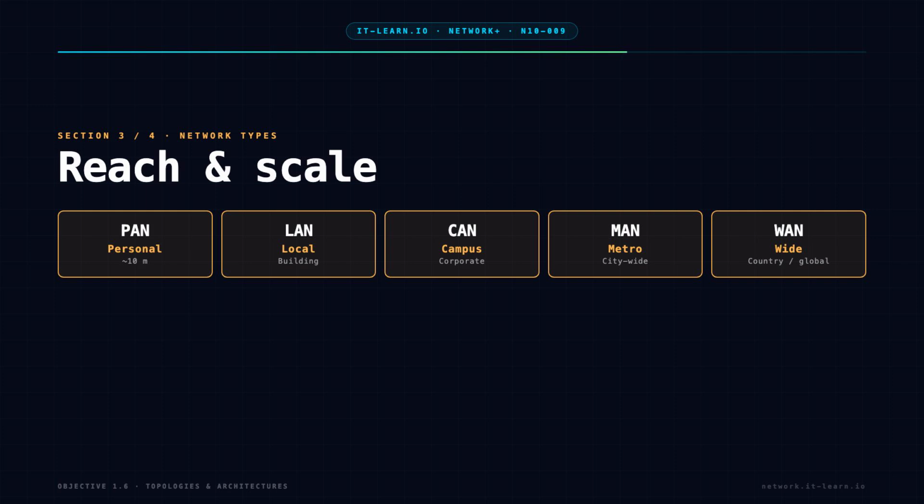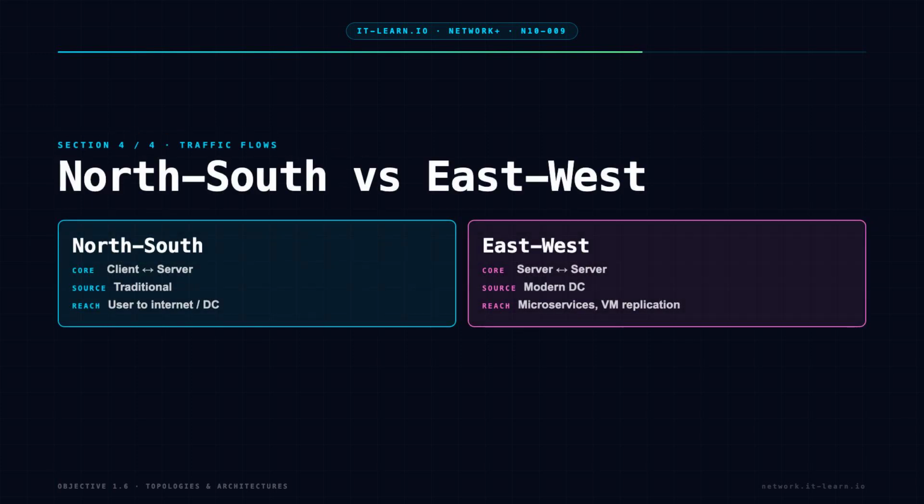Software-defined wide area network, or SD-WAN, extends SDN concepts to the WAN. SD-WAN allows organizations to use multiple connection types including MPLS, broadband internet, and LTE, and intelligently route traffic based on application requirements and real-time network conditions. It provides centralized management, application-aware routing, and zero-touch provisioning for branch offices.